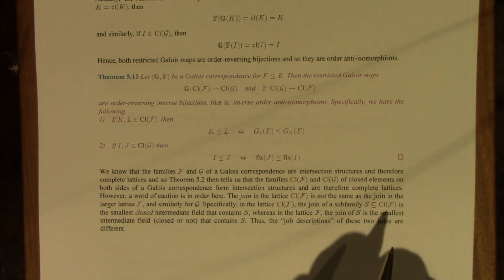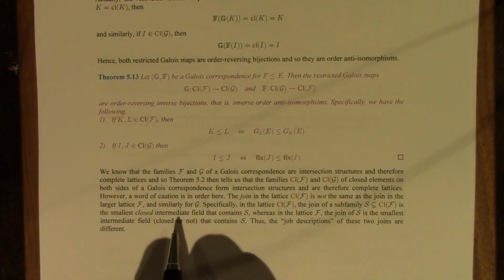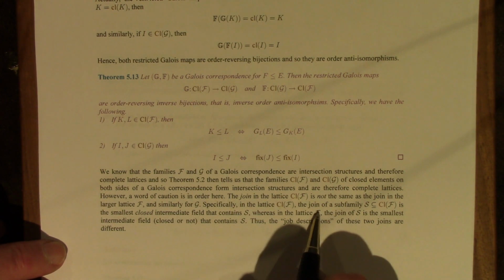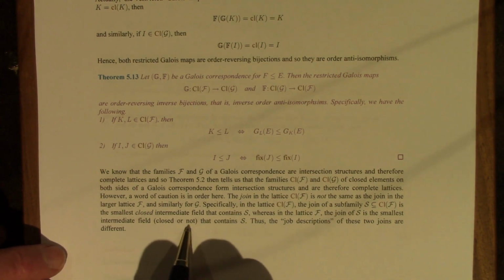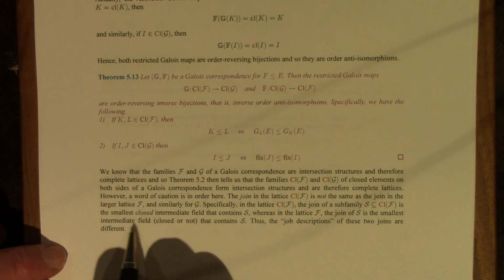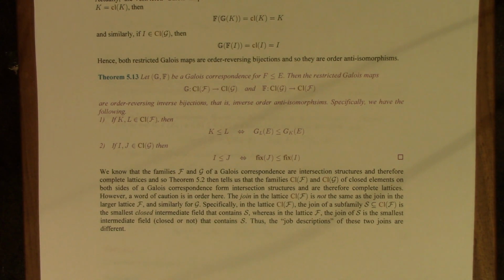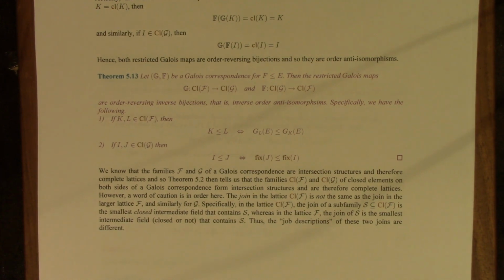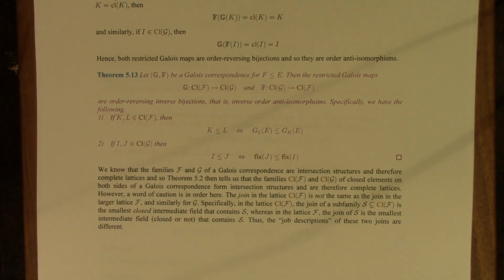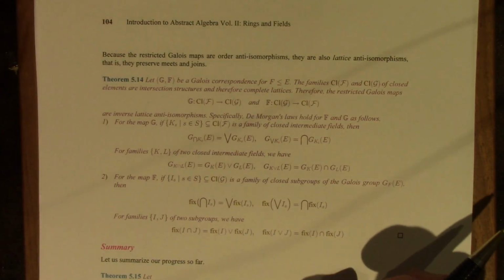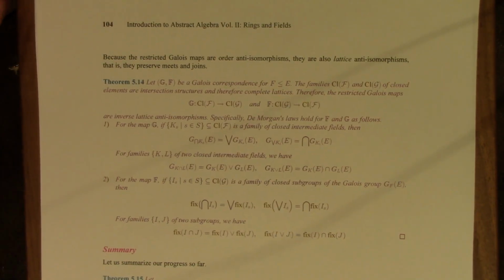Whereas in the lattice F, the join of S is the smallest intermediate field, period. It's the smallest member of script F. So it could be closed or not, doesn't matter, it's not relevant. The smallest intermediate field that contains S. So our job descriptions are different, and that's not surprising. We're in two different lattices, there's no reason that the joins should be the same. Even though one is a sublattice of the other, it doesn't matter. They're different lattices.